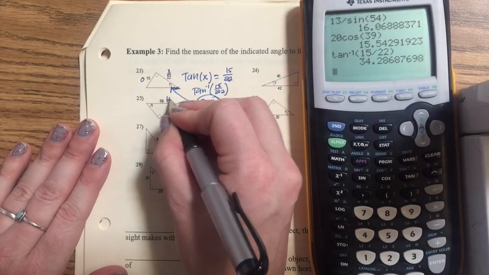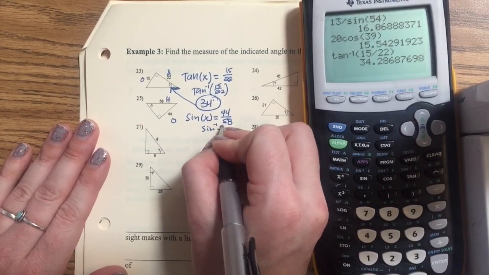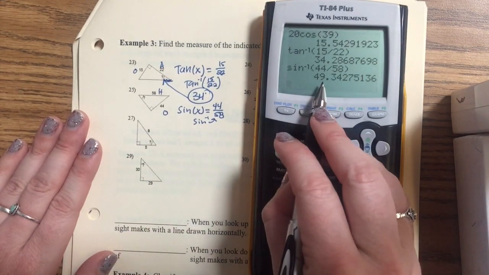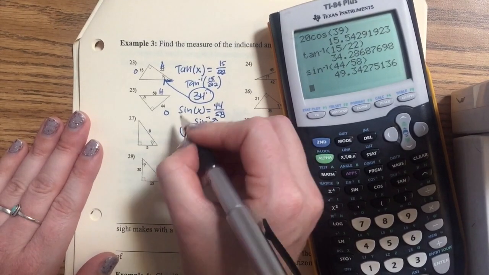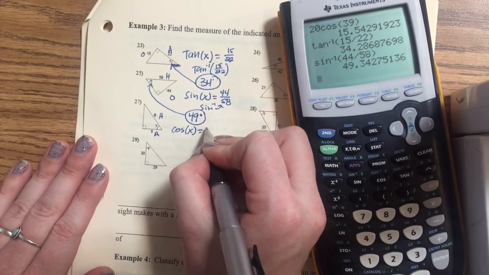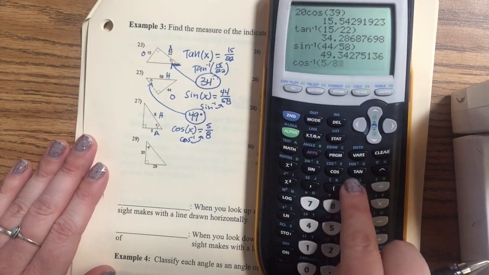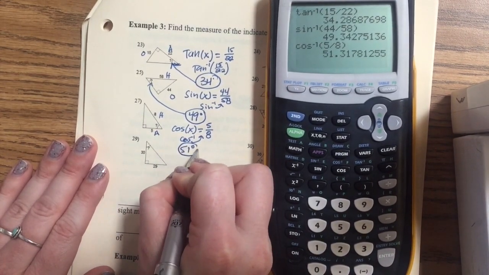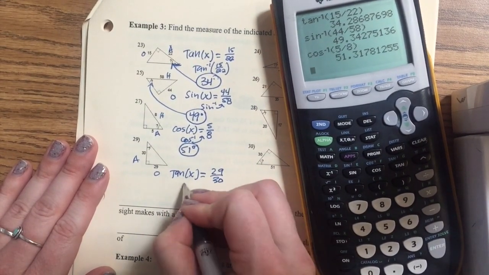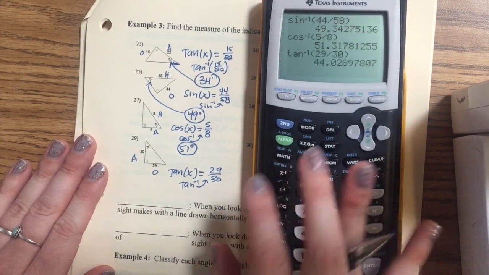Then I do OH. That means I'm using sine of an angle I don't know equals O over H. Do the inverse and attach it to that fraction. So I do second sine 44 divided by 58, which is equal to 49 degrees for that missing angle. OHA, cosine of an angle I don't know equals A over H. I do the inverse of cosine, which would be 5 divided by 8 as my fraction. 51 degrees. OHA, that's tangent of an angle I don't know equals 29 over 30. Do the inverse. Second tangent, 29 divided by 30 equals 44 degrees.